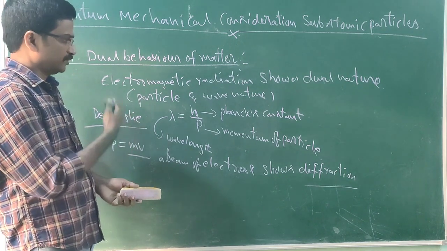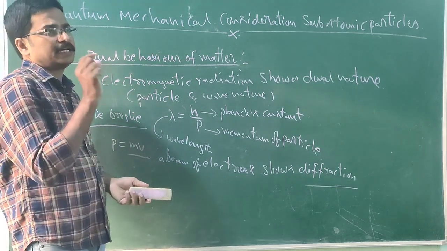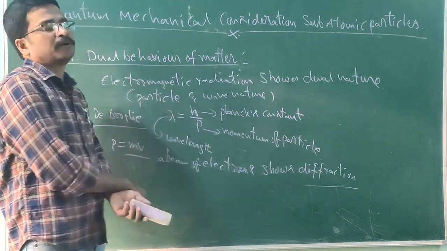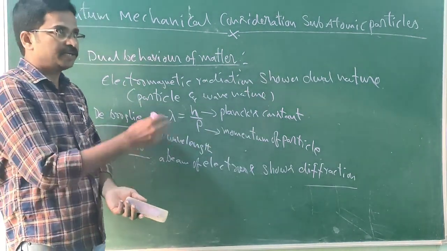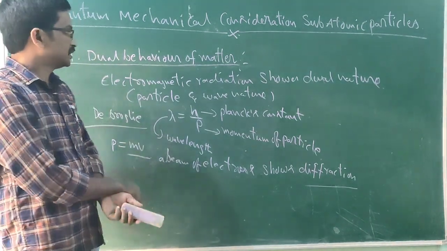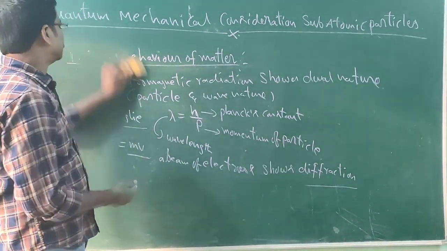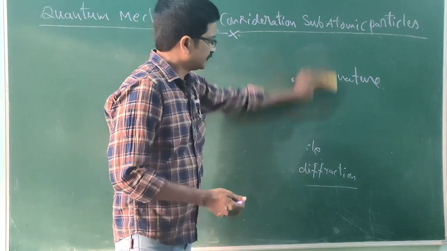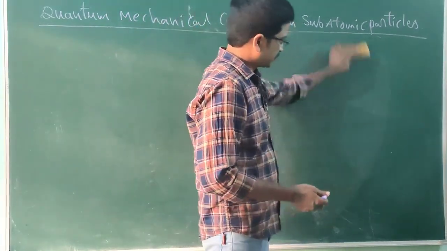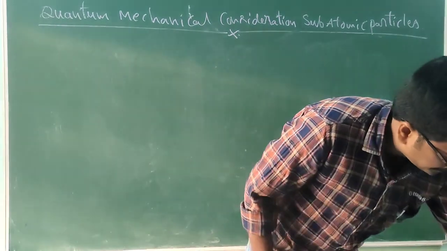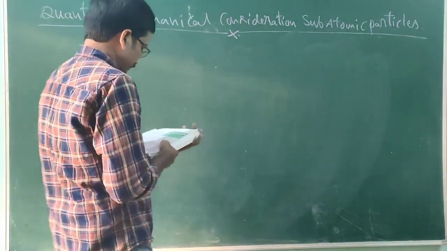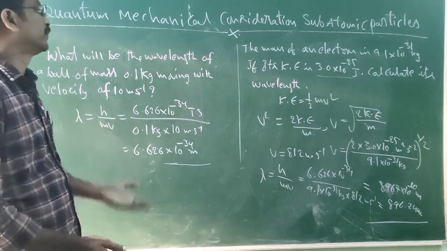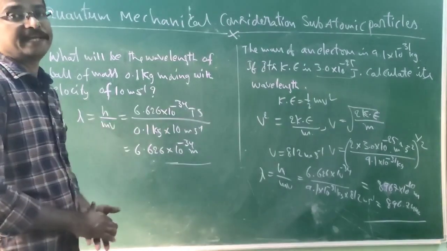Let us take some more examples regarding why smaller particles show the wave nature. Why not bigger particles? Let us take an example, then we can solve it. Dual behavior of matter. In this context, there are two more problems. Let us focus on these two problems given in the NCERT textbook.